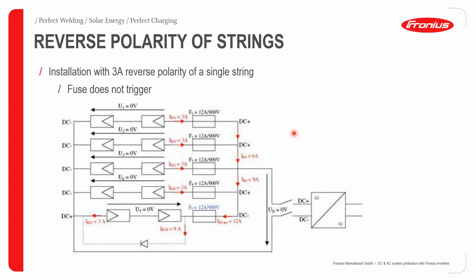So another point now is to describe what happens with reverse polarity. In this case, you can see the installation of 3 amps reverse polarity of a single string. The fuse does not trigger. Why? If you look closely here, this is the string that has been reversed. To make it simple, the fault current here is less than 12 amps, so it will definitely not trigger. And if this happens, the fault current passes through and damages the modules in this string.